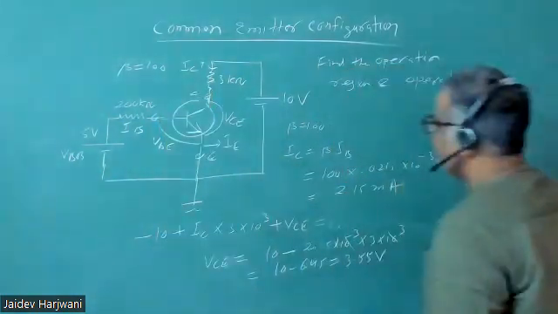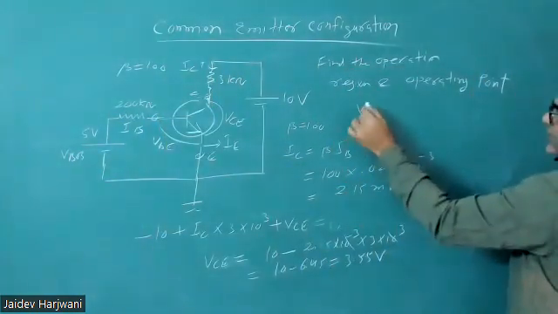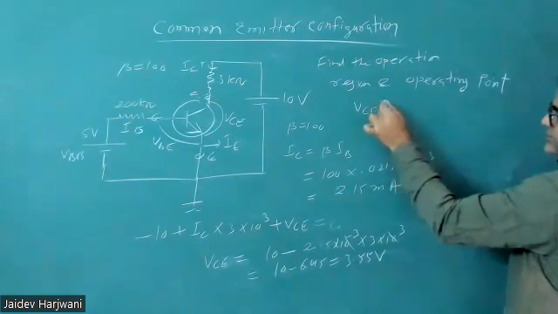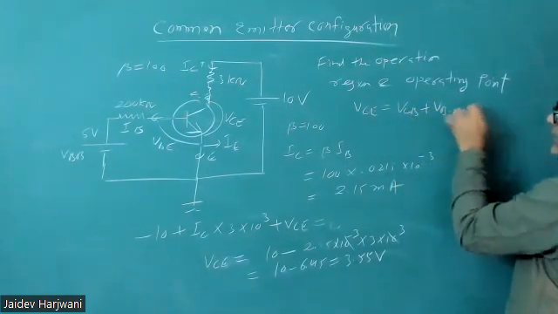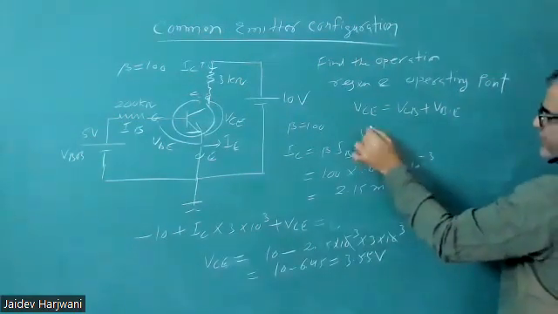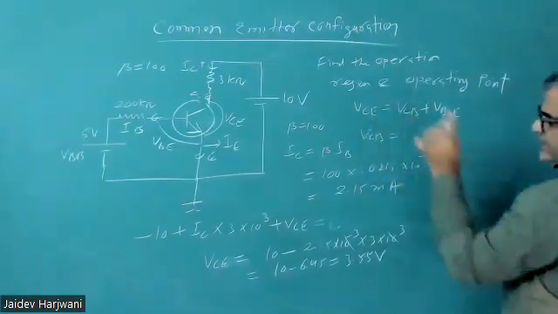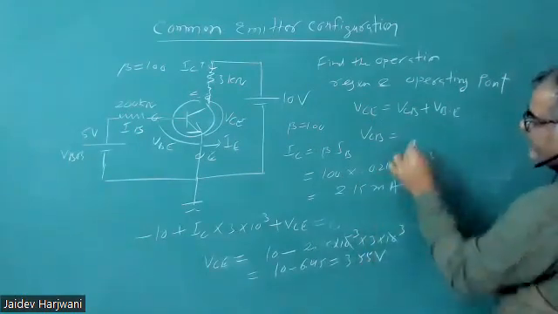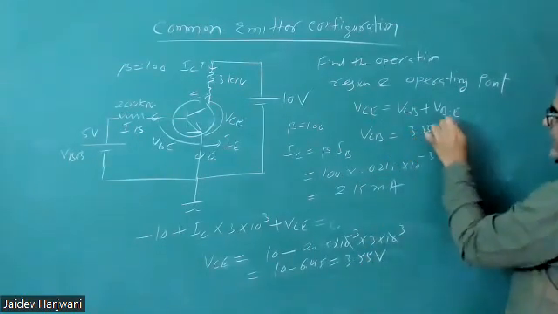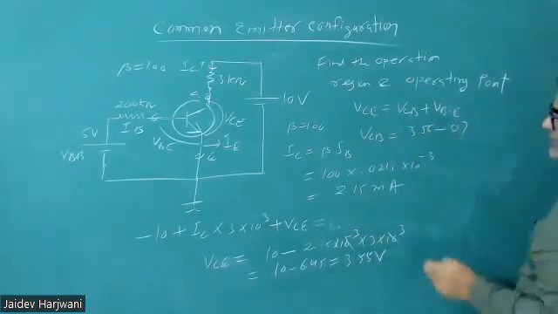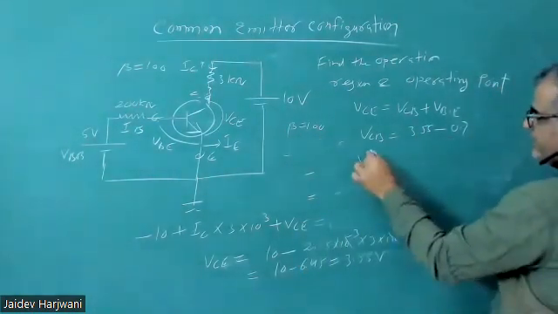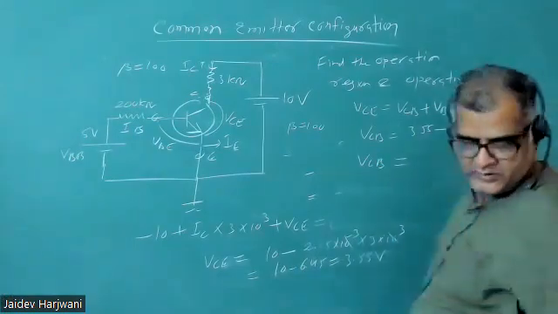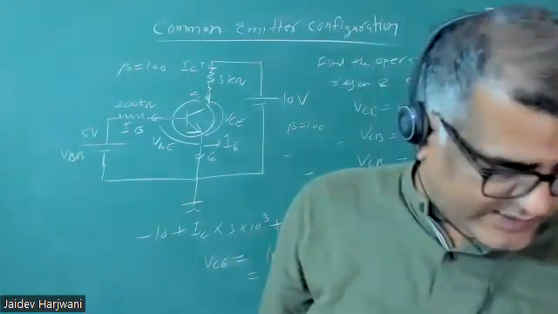Now if you want, you can find the VCB value. What is the VCB value? Your VCE equals VCB plus VBE. Now to find VCB, that would be VCE, which is 3.55, minus VBE, which is 0.7. So what is VCB coming to? Tell me the value of VCB. How much is the VCB value coming? Tell me.